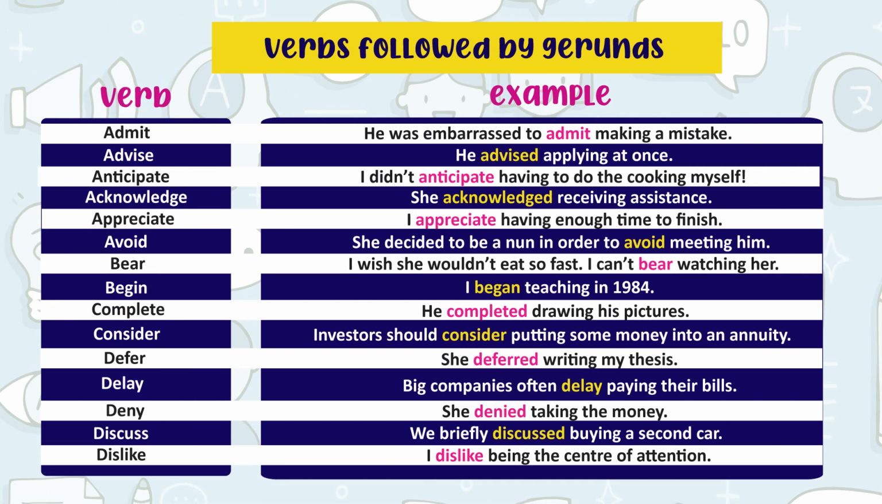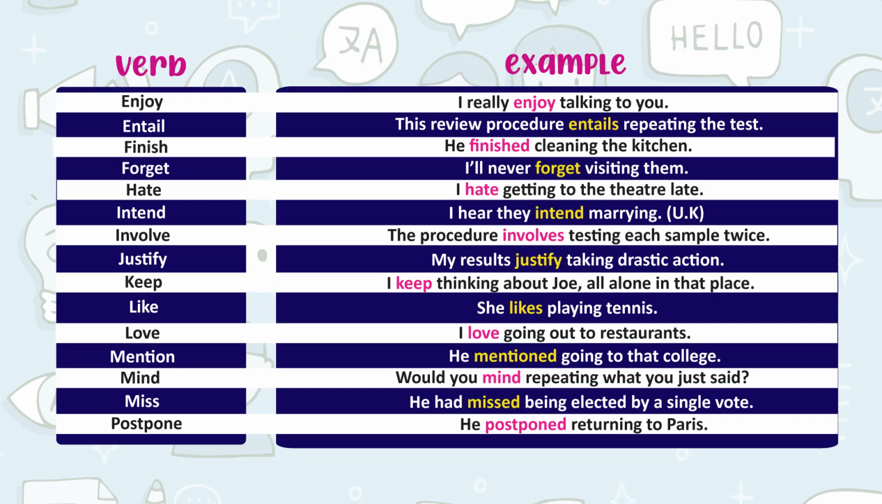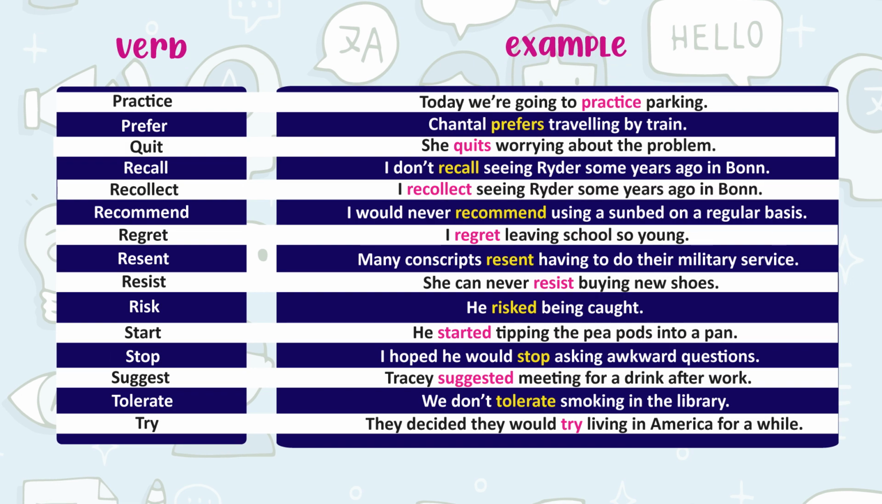In this final part of the topic, you can see different verbs followed by gerunds. There we have 3 different groups, and these are the most common verbs. There are some examples that can help you to have a clear idea about the use of gerund forms.